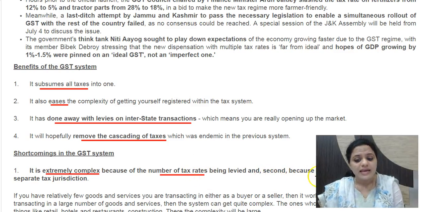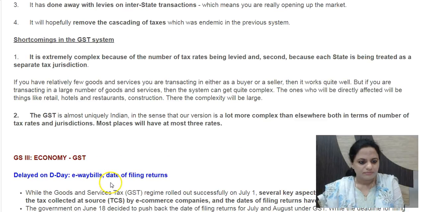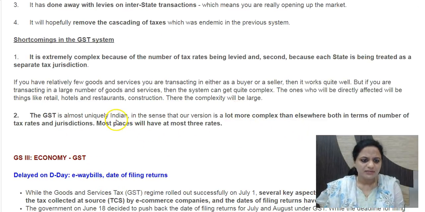Another thing is that each state is treated as a separate tax jurisdiction. So for each state you have to register yourself under the GST network. This is another issue. Then the other part mentioned is that in various countries under GST, there are a maximum of 3 rates. That is not the case in India, but we will try to bring it down.